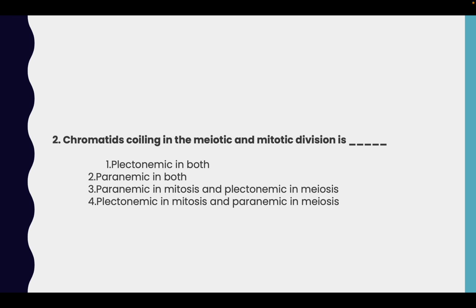So let me tell you, plectonemic coiling is where the two strands of DNA are wrapped around each other in a helix, making it impossible to simply move them apart without breaking the entire structure. Whereas in paranemic coiling, the two strands simply lie alongside one another, making them easier to pull apart. Now, I think it is easier for you to tell whether in meiotic and mitotic division, which is plectonemic and which is paranemic. Anyone?